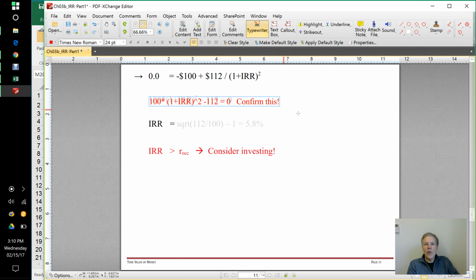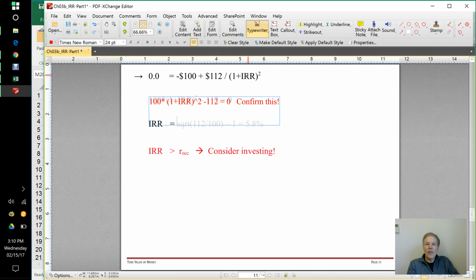You need to be able to do this algebra. That is very important. Once we've got that, I think all of us can solve that equation for IRR.